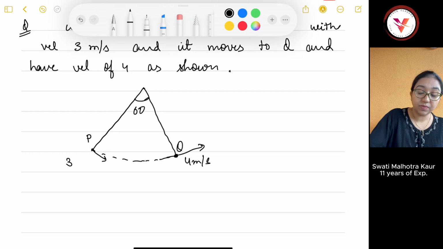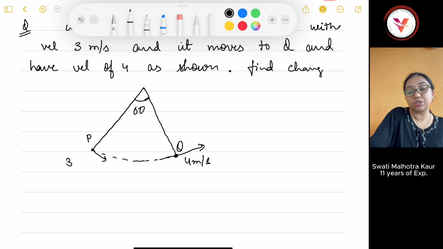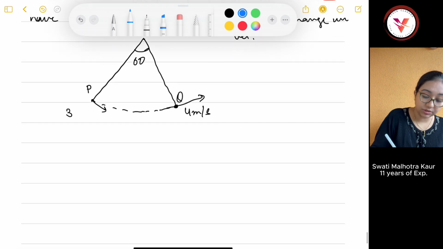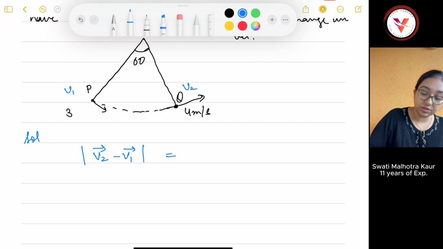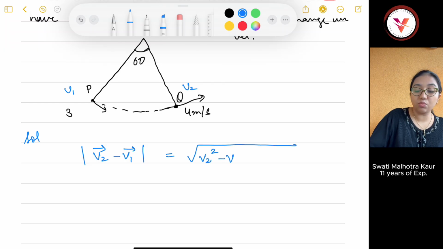So find the change in velocity. They are asking the change in velocity. So if it is velocity v1 and then velocity v2, they are asking for v2 minus v1, and it is a vector quantity. So they are asking for its magnitude. So for the difference, what you have to do is v2 square plus v1 square minus 2 v1 v2 cos theta.